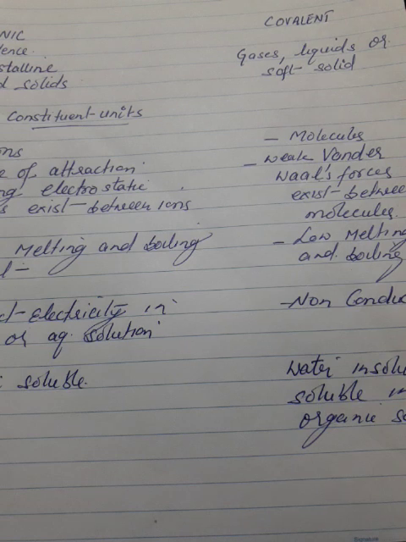So this is the comparison of ionic compounds and covalent compounds. Try to remember the names of the forces. In ionic compounds, which type of forces are present? Electrostatic forces are present, the strongest force. In covalent compounds, very weak van der Waals forces are present. Okay, that's it.